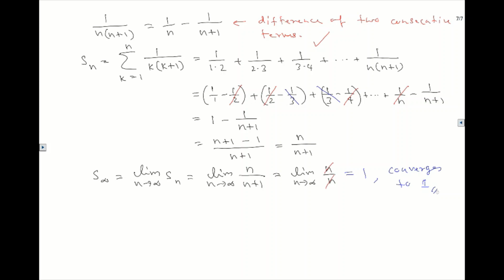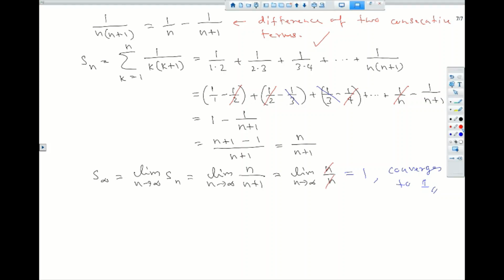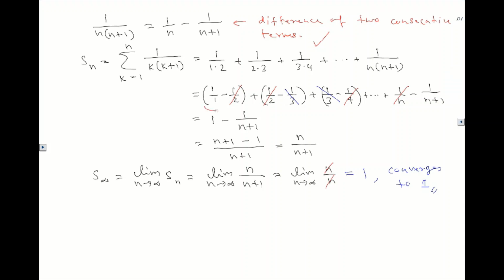So please remember this technique. This is what we call the telescoping series. This is a very common trick we use, and it's a very, very important technique. Telescoping means cancelling like that. So I'm going to write it here. This cancellation is called the telescoping.